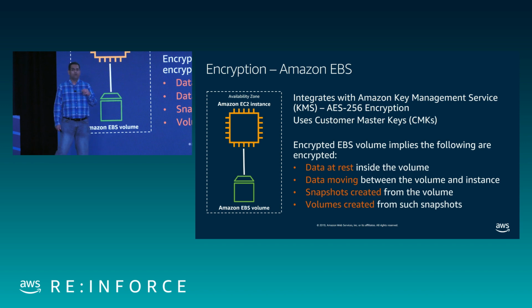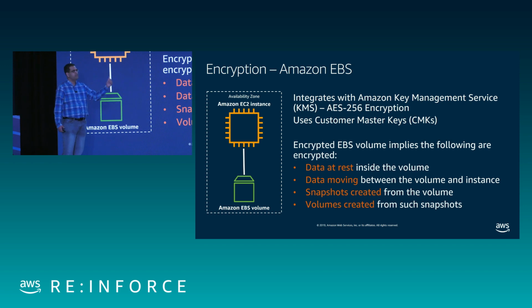So what does encrypting an EBS volume imply? It implies that the data at rest inside the volume is encrypted. It implies data moving between the instance and the volume is also encrypted. It implies snapshots created from that volume are also encrypted. And it implies volumes created from those snapshots are also encrypted, right?